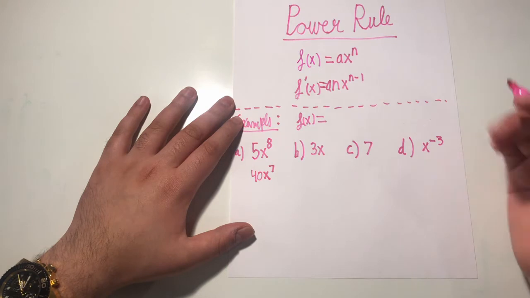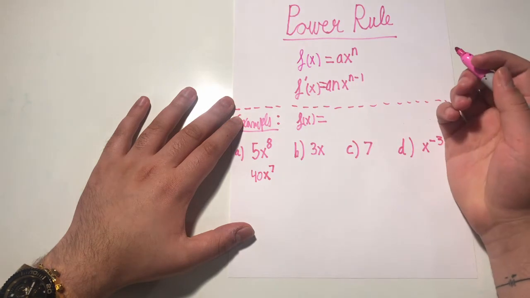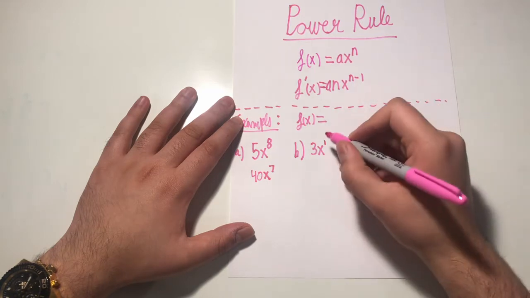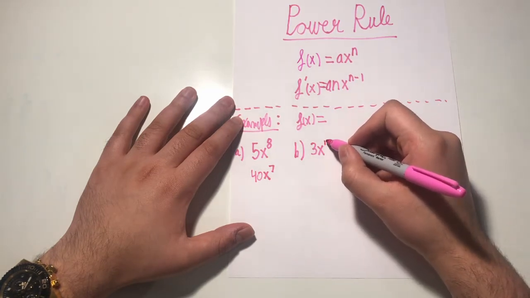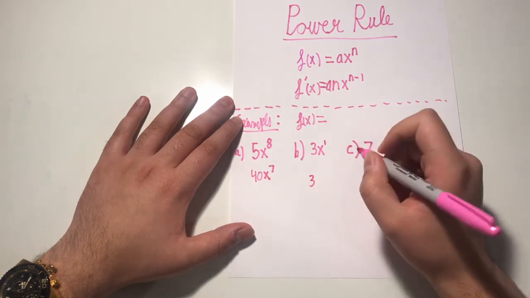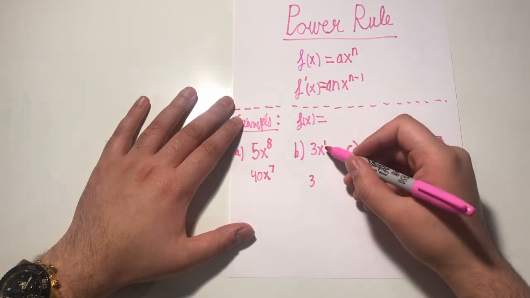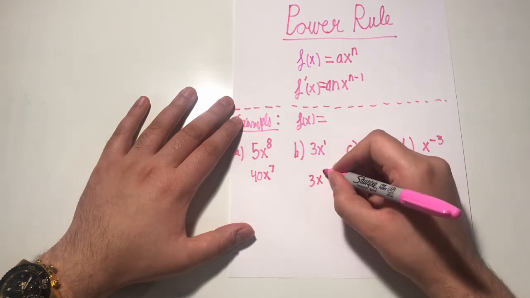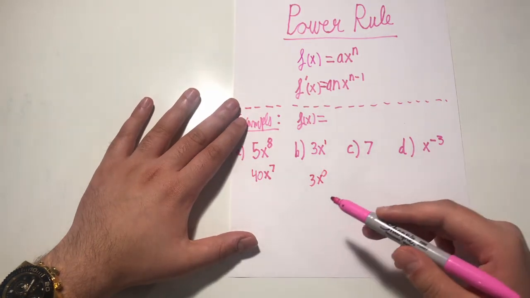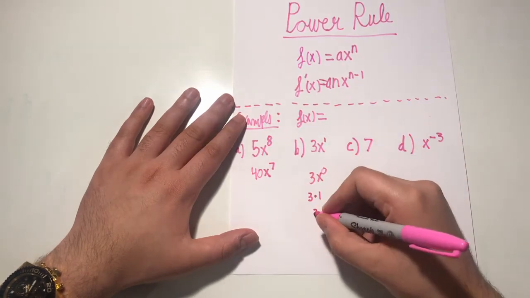So let's look at the next one. We have 3x, and it's not written, but it's 3x to the first. If I write it there, just temporarily, what's the rule? Well, I multiply my exponent and my coefficient together, so 3 times 1 is 3. And x to the first is now going to be x to the 0. N was 1, so n minus 1 is 0. Now, anything to the 0 power is equal to 1. So 3 times x to the 0 is the same thing as 3 times 1, which is just 3.